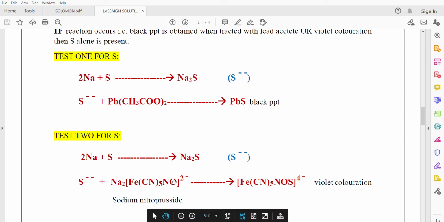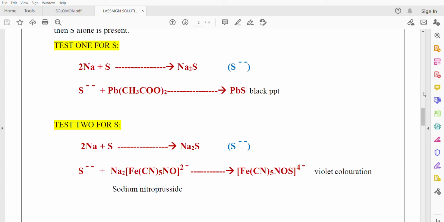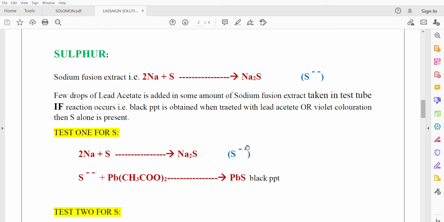Actually, with sodium nitroprusside, violet coloration is obtained, and adding lead acetate, black color is obtained. These are two. Actually, here it is missing. It is a black precipitate when treated with lead acetate, and when treated with sodium nitroprusside, kindly make correction here, violet coloration is obtained.